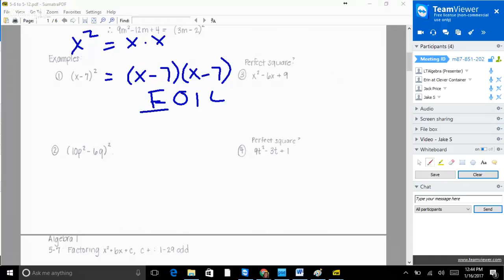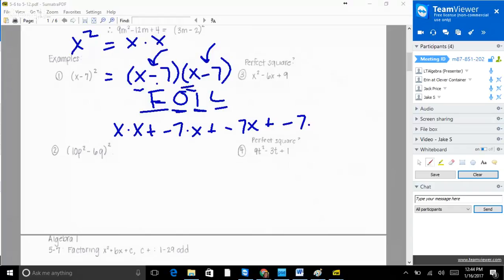So FOIL is first, right? Our first ones are x times x. Plus our outside. Our outside ones are -7 and x, so -7 times x. Don't forget these negatives belong to the number after it. The subtraction is like a negative, right? Our inside is -7 times x. And our last term is going to be -7 times -7.